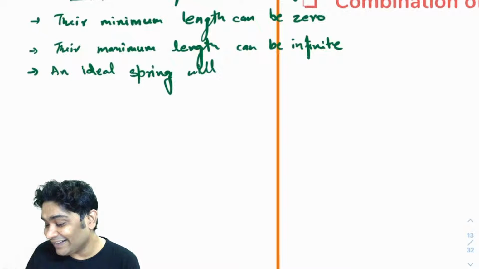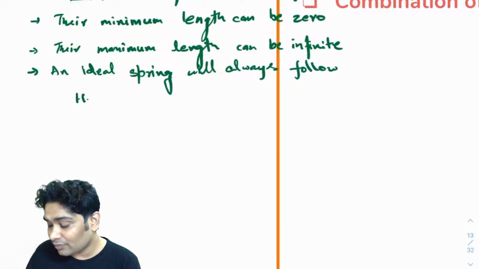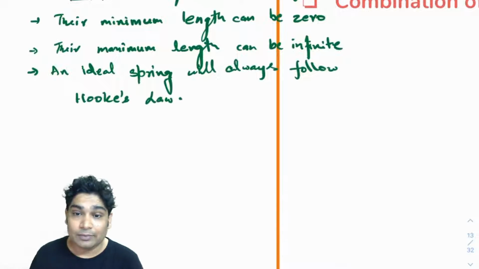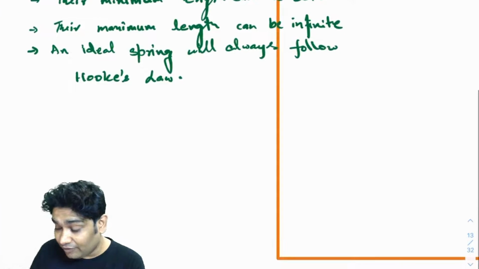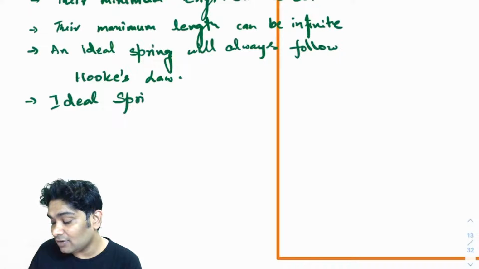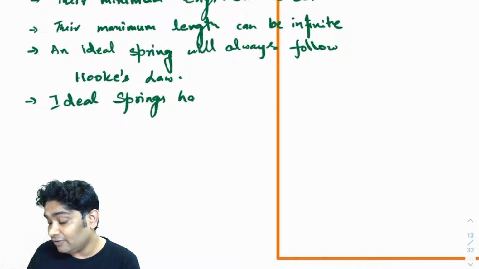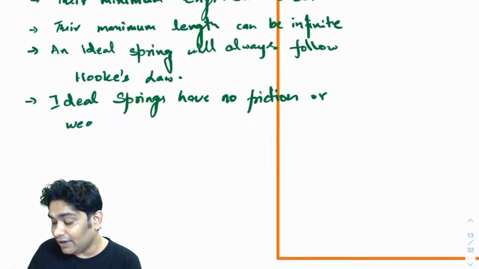will always follow Hooke's law. All right. Okay, so these are some properties. Again, ideal springs have no friction or wear and tear forces.